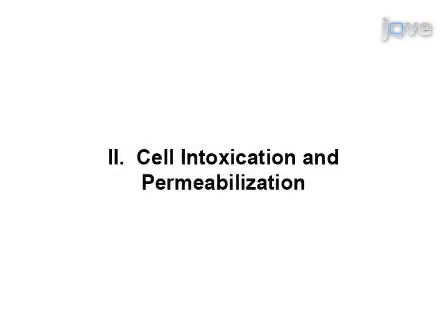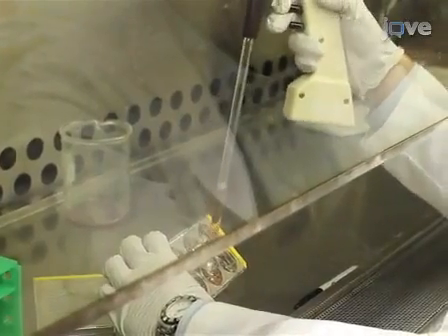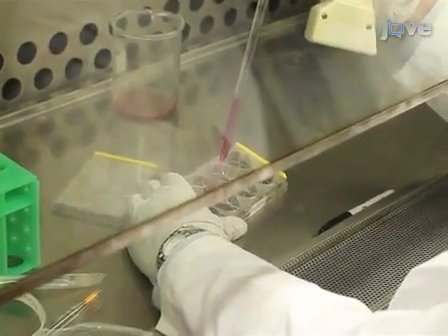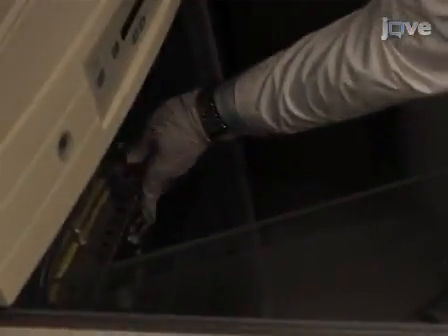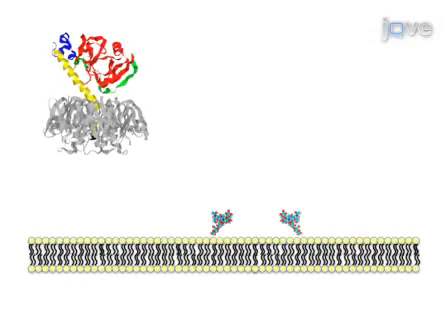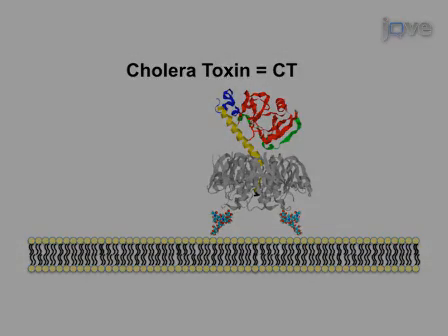Prior to the start of this protocol, prepare HeLa cells for cell intoxication as described in the written protocol. Following an overnight incubation of the HeLa cells, replace the culture medium with 1 ml DMEM containing 100 nanograms per milliliter of ganglioside GM1 and incubate for 1 hour at 37 degrees Celsius. This increases the number of binding sites for cholera toxin, as the toxin's GM1 receptor will intercalate into the plasma membrane of cells exposed to a GM1 solution.